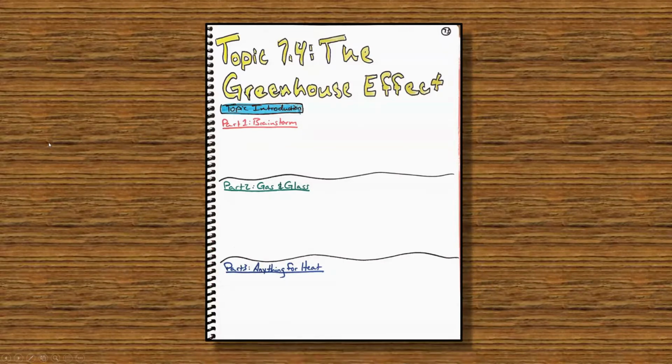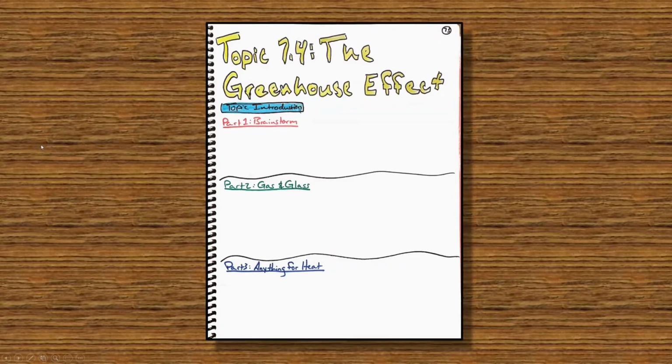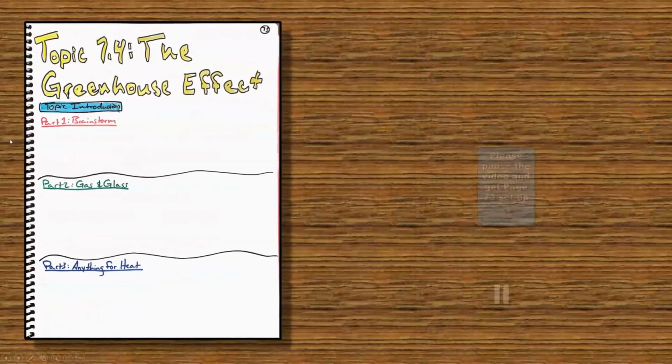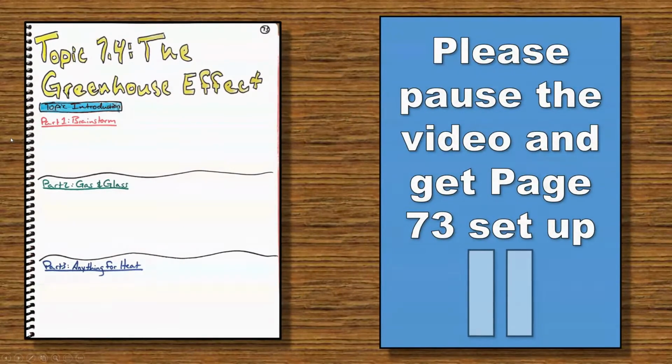And then in part 3, call this Anything for Heat, we're going to look at a house in Sweden. Sweden is located up close to the Arctic Circle. It is not nearly as warm as what we have here in California. It stays relatively cool year-round, and it gets bitterly cold in the wintertime. But a family in Sweden built an entire greenhouse around their living house. We'll try to figure out why they did that. For now, please pause this video and get page 73 set up.